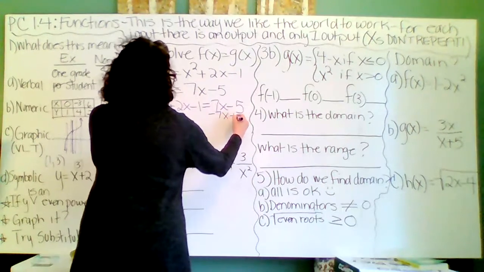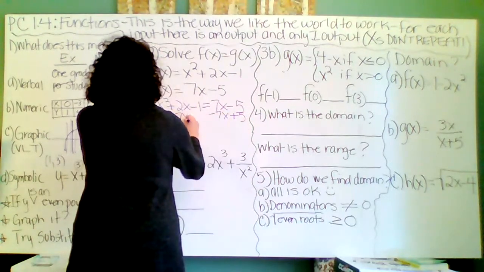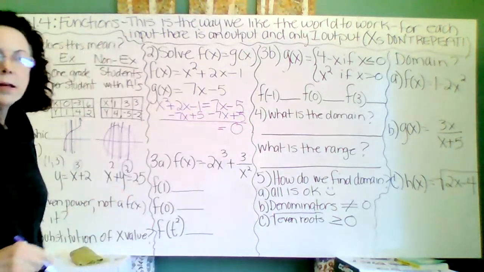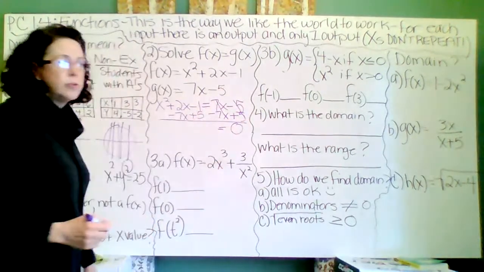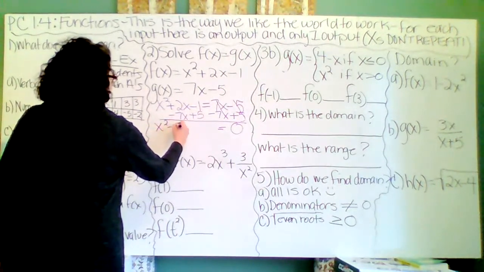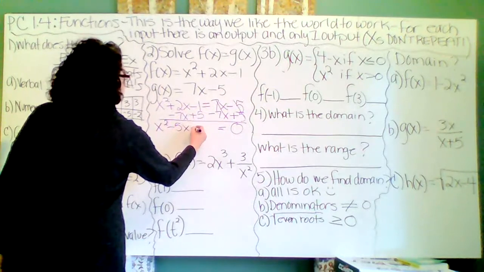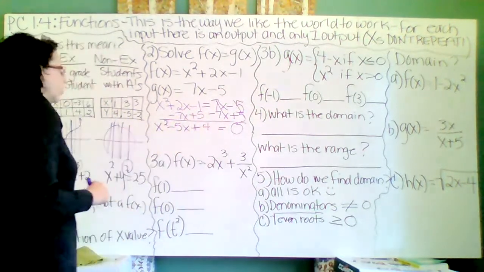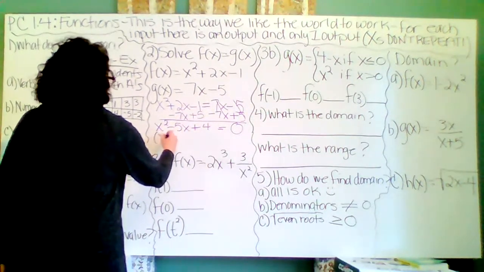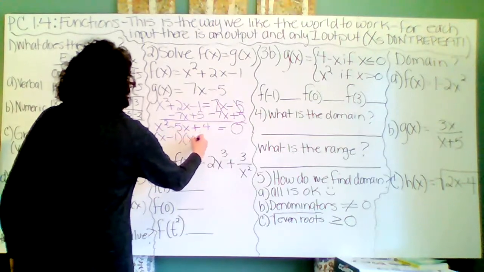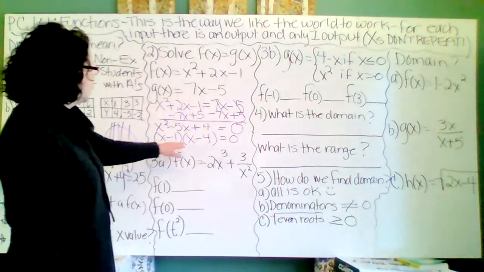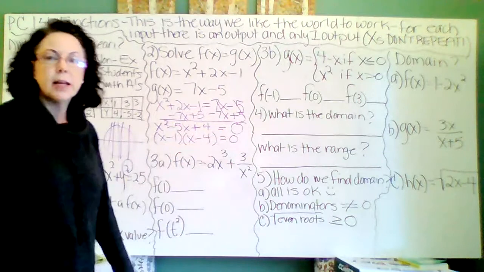I'm going to subtract a 7x and add a 5. I now have 0 on the right. Right? We're good at factoring quadratics and setting them equal to 0. And I now have x squared minus 5x plus 4. Okay, so I need two numbers that multiply to 4 and add to a negative 5. That would be x minus 1 times x minus 4.